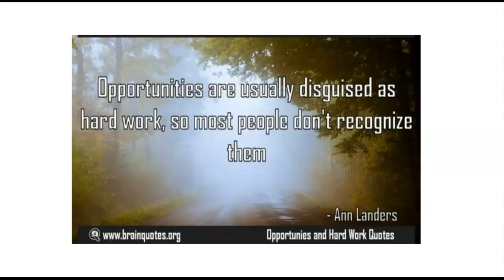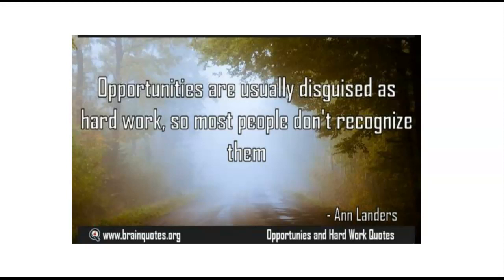First things first, I have a beautiful quote here. I'm not going to talk about it. I'm just going to read it. It says, opportunities are usually disguised as hard work, so most people don't recognize them. This quote is from Ann Landers, and it's something you can think over, food for the soul.